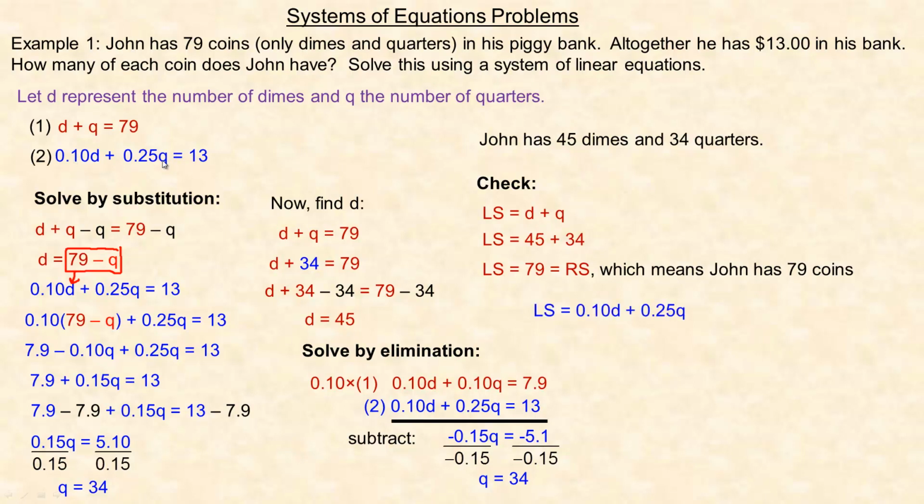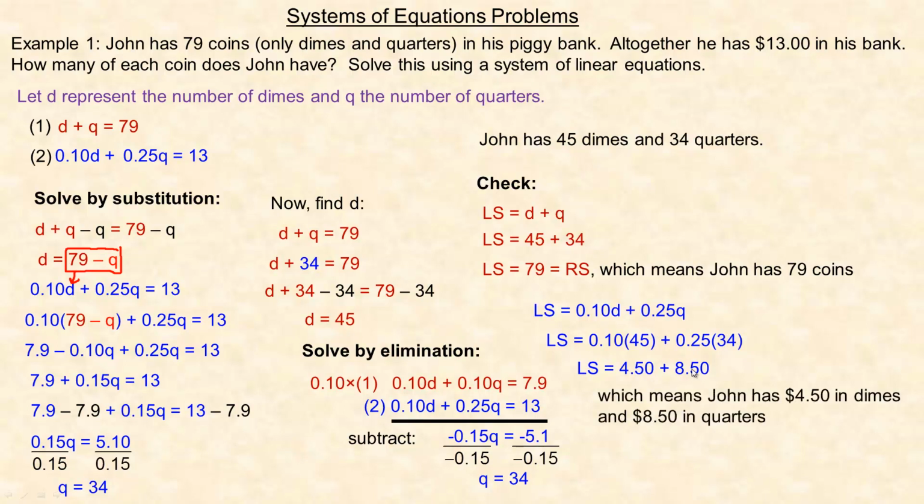This one here has to do with the value, so to make sure it adds up to $13. So in place of D here, we'll put the 45. And in place of Q, we'll put the 34. So if you multiply 0.10 times 45, that's 4.50, so he has $4.50 in dimes. And 0.25 times 34 quarters is $8.50 in quarters. And if you add those two numbers together, that does add up to 13, which is what's on the right side. So it checks. Which means he has $13 in coins. So that's the check, just to make sure that the solution is correct.